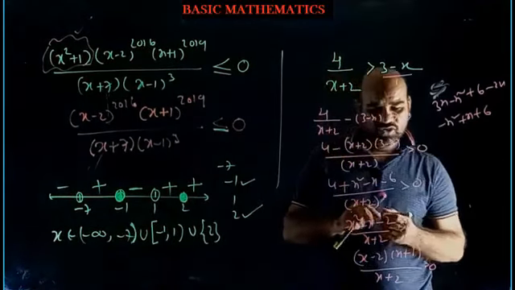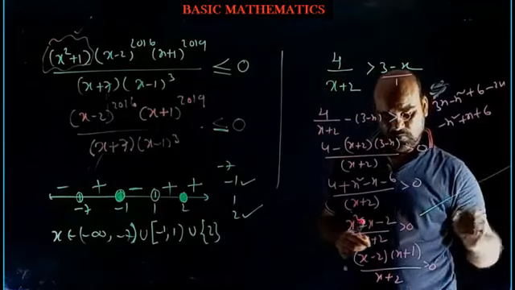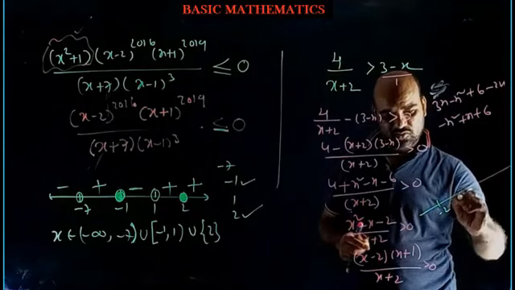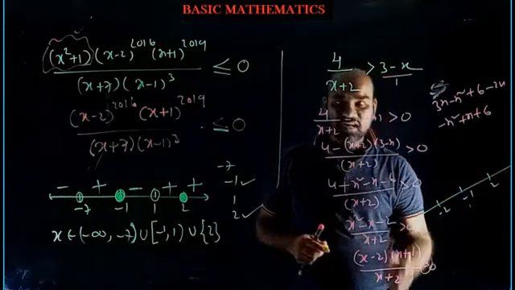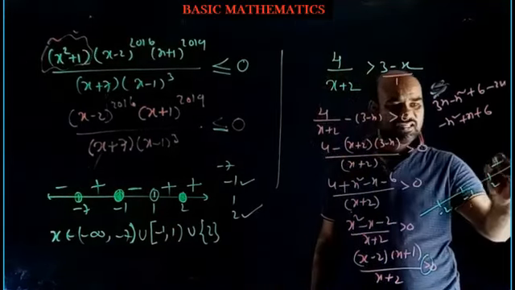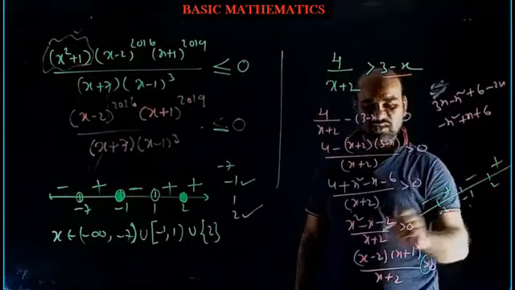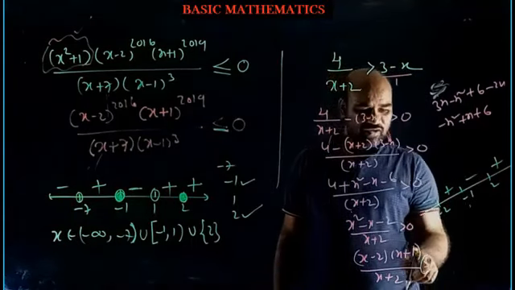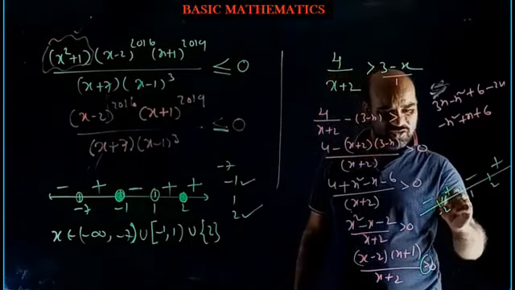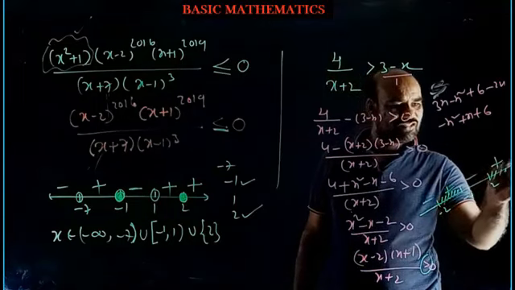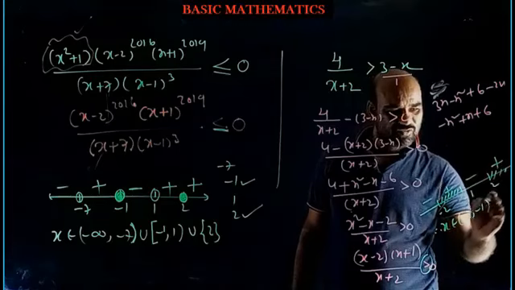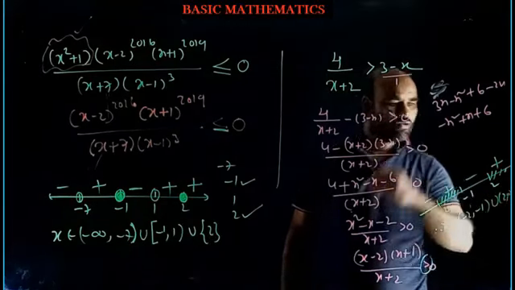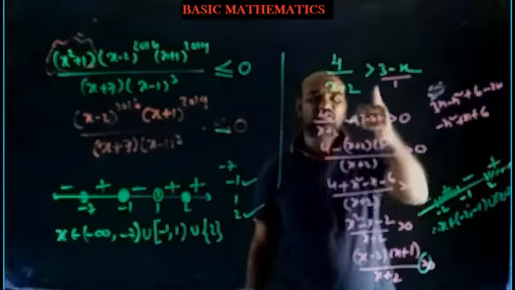Okay, so we need to draw a number line. So zeros: minus 2, minus 1, 2. Any one of them is not a solution because only greater than is given. We just need to write the symbols plus, minus, because all are odd. We want greater than, meaning positive symbols, meaning this area you want. Therefore, directly I can write x belongs to open minus 2 to open minus 1, union open 2 to infinity. This is the solution for this problem.